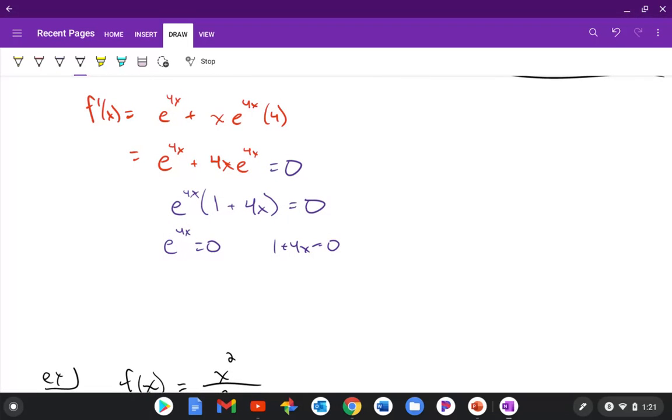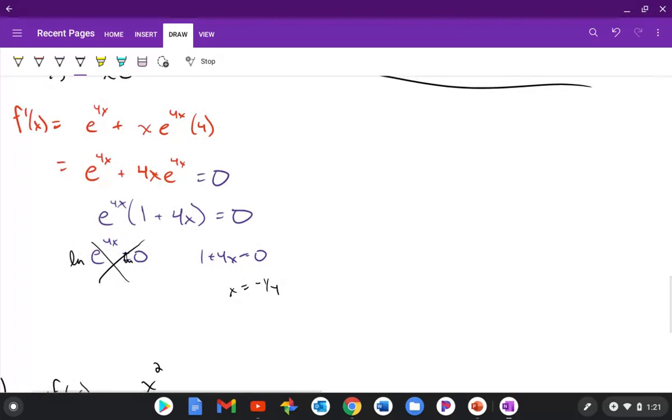This first one is going to be nothing again because we try to take the natural log of both sides, and natural log of 0 doesn't exist. So it's nothing. This one is going to give us, looks like, negative 1/4. Right. And then we'd plug that into the second derivative.